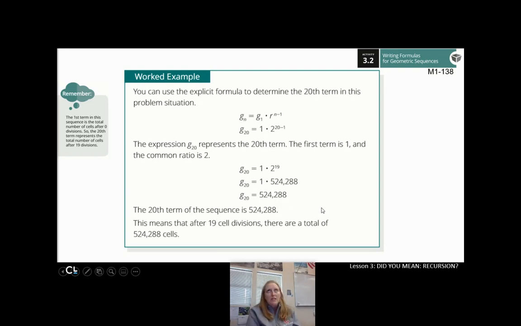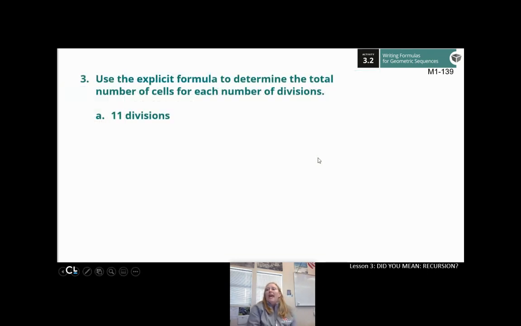So the 20th term of the sequence means that after 19 cell divisions, there are a total of 524,288 cells. That's a lot of cells. So you can see it gets really, really big, really fast. These geometric sequences, because we're multiplying, they get big fast.